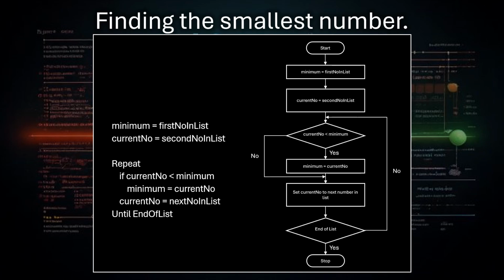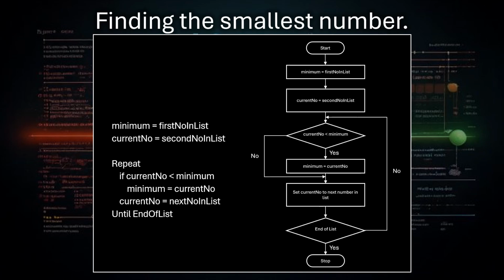Next the algorithm checks whether current number, in this case the second number on the list, is smaller than minimum, which is the first number on the list. The flowchart uses a diamond symbol for this decision. If this results in a true, or yes in the case of the flowchart, the value of current number is assigned to minimum. If it is false, meaning that minimum is in fact smaller than the current number, nothing happens.